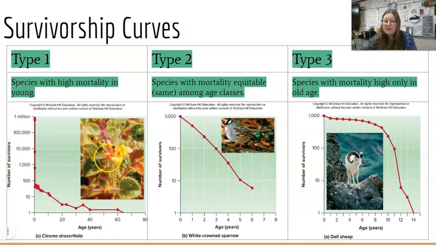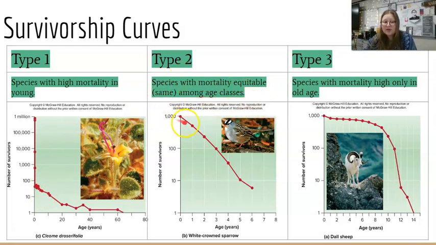So we look at plants. Plants produce so many seeds. Think about how many acorns are on the ground, how many seeds every little flower and fruit has in it. So many of those seeds do not then grow into plants. So for plants, they have very high mortality in young. We have 1 million that start, and then we're down to less than 100 before we even really get to age 1.